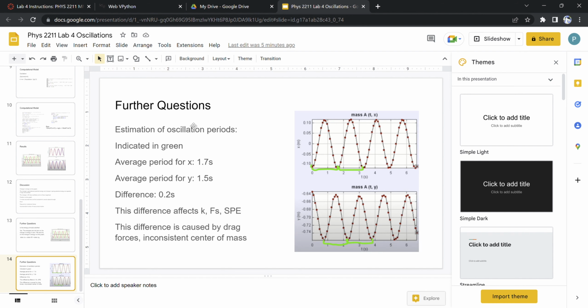And then the last question, estimation of oscillation periods, that's indicated in green. I guessed that my period was about 1.7 seconds for an average for the X, and then an average of 1.5 for the Y. This difference does affect the spring constant, the force of the spring, and then the spring potential energy, obviously, and it's probably caused by drag forces and inconsistent center of masses.